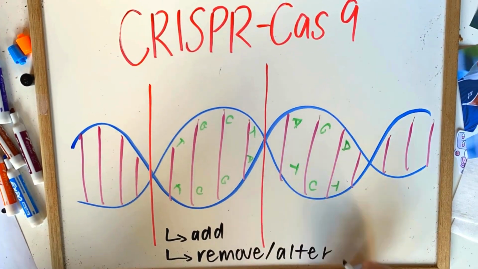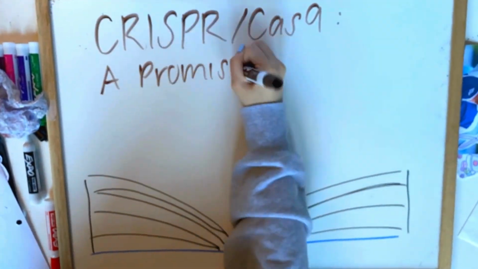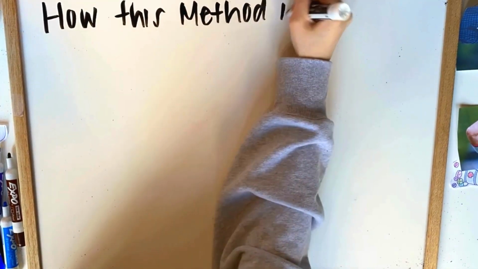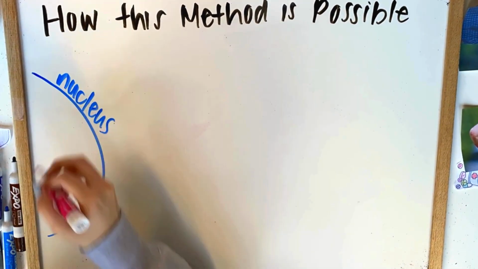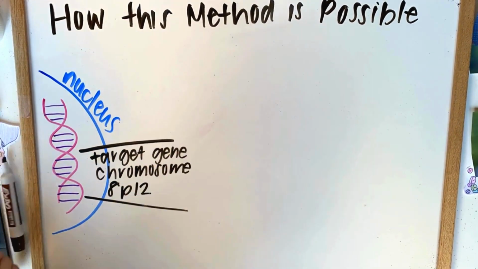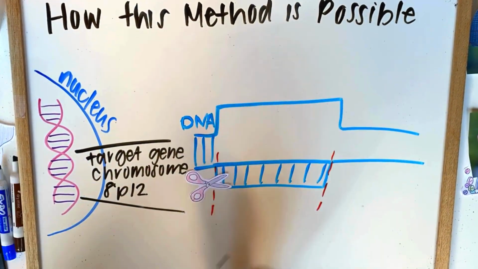According to a study done in mice by the biomedical journal Scientific and Technical Research, CRISPR-Cas9 is a promising approach for alopecia. The Cas9 enzyme is injected into the nucleus and guided by a specifically designed gRNA, which navigates the genome, locating the specific DNA sequence. After locating the target gene found on chromosome AP12, the Cas9 recognizes the sequence and starts its activation process, cutting an incision in the DNA strand.